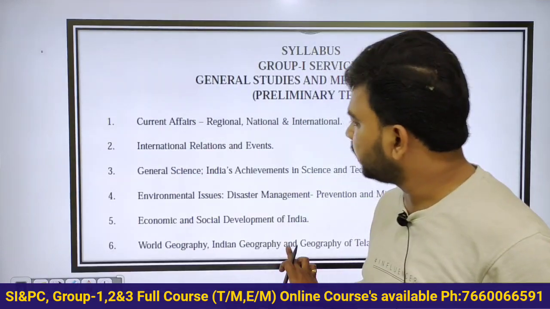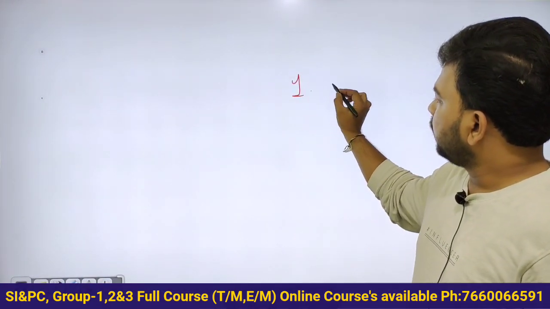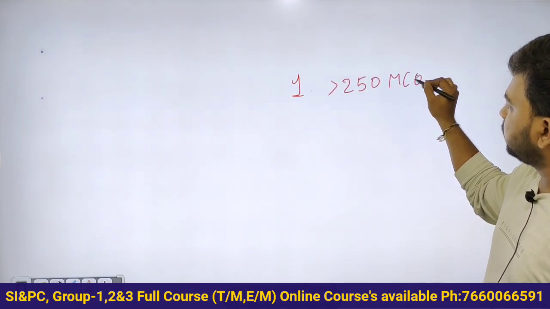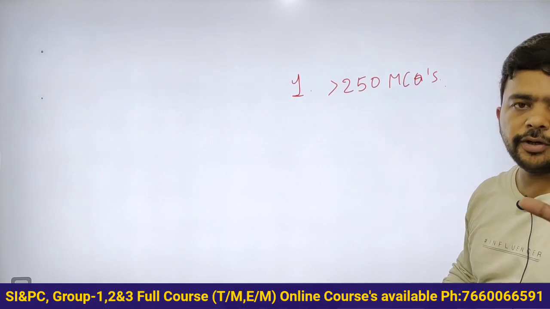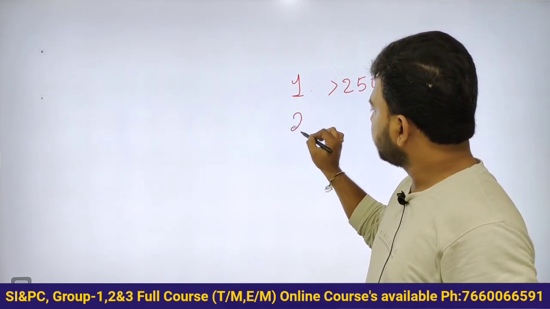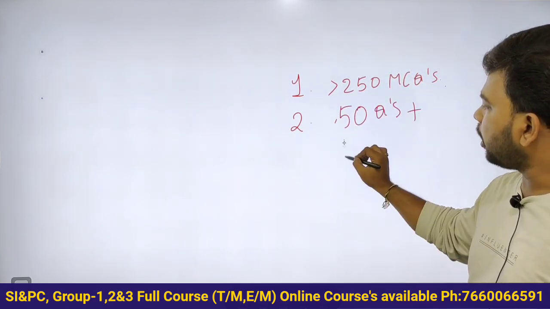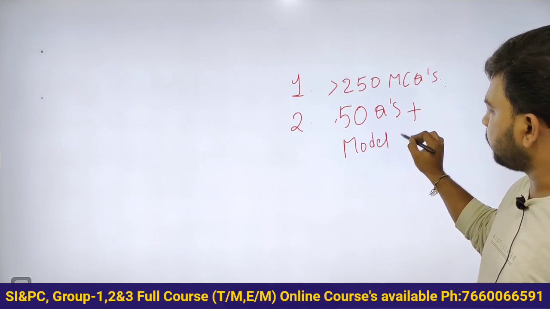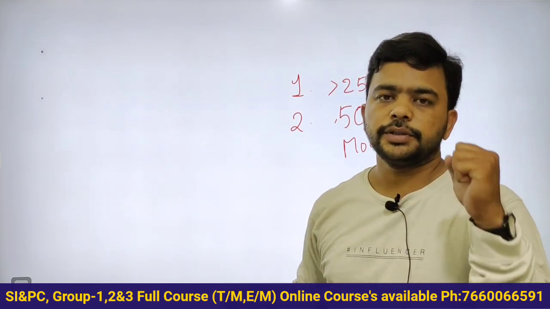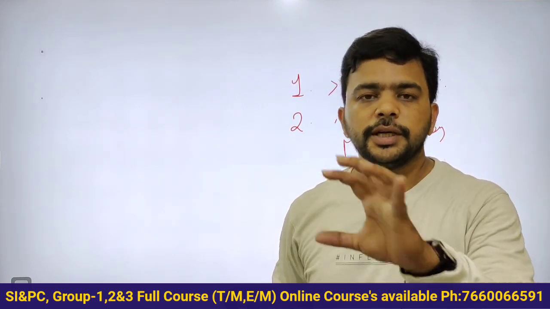So let me revise once. What are the extra advantages you will get? More than 250 MCQs I will discuss topic wise. Sustainable development topic, I will take the MCQs. Then second, you will get 50 questions plus model answers for these questions. In each unit, 10 questions. 5 units, 5 into 10, 50 questions and model answers.